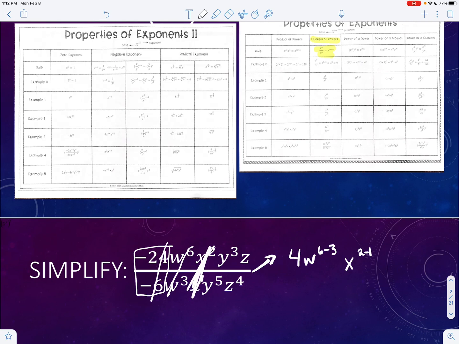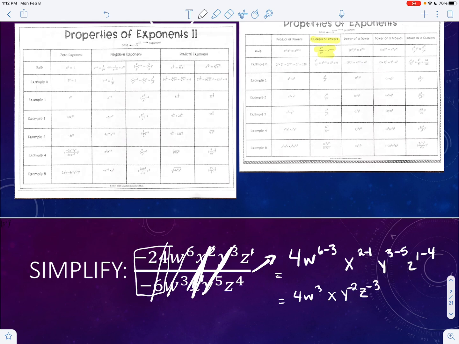We come to the y's. This is y to the 3 minus 5, because all we're applying is the quotient of powers. And then z to the 1 minus 4. So when we simplify, we end up with 4w to the 3, because 6 minus 3 is 3, and then x, y to the negative 2, z to the negative 3.